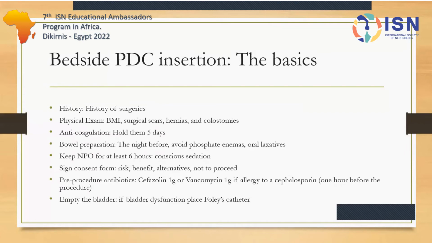There are some key facts and key basics we must keep in mind before proceeding with a bedside peritoneal dialysis catheter. Like every other situation in medicine, you always like to know the history of the patient, and here we focus on history of surgeries because this might render the procedure either an absolute or relative contraindication. Physical examination is essential. Look at the BMI, look at the surgical scars, the presence of hernias, because sometimes those hernias, we repair them before the PD catheter placement, or we can place the catheter and then we repair 2 weeks later.